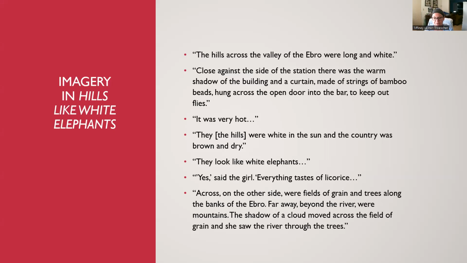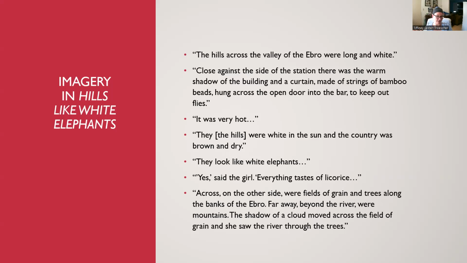So we have imagery about the surroundings, the location they're at, this train station. It starts: the hills across the valley of the Ebro were long and white. The Ebro is a river. Close against the side of the station, there was the warm shadow of the building and a curtain made of strings of bamboo beads hung across the open door into the bar to keep out flies. It was very hot. The hills were white in the sun and the country was brown and dry.